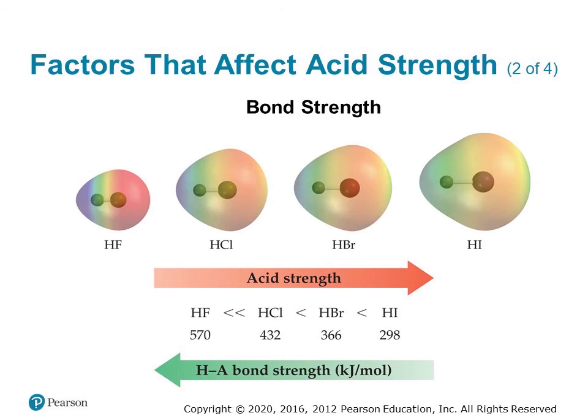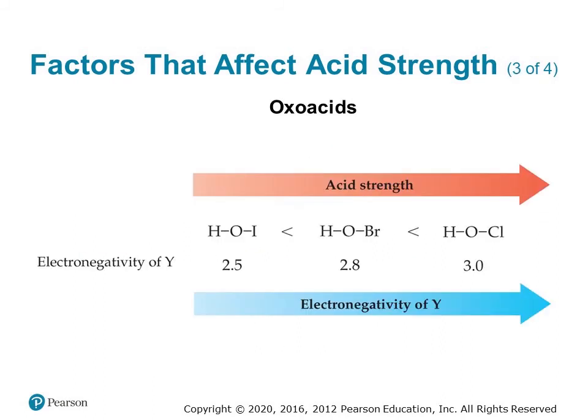Notice that when comparing acid strength based on elements in the same column, the trend is opposite to the one based on electronegativity, which was the determining factor when comparing elements within the same row. So those are the two trends with regards to binary acids.